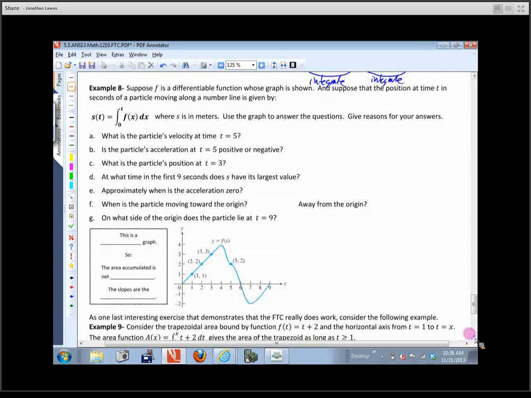Okay, so let's take a look at this problem. It says, suppose f is a differentiable function whose graph is shown. Okay, so here's f, little f. Suppose the position at any time t in seconds of a particle moving along a number line can be given by this. So here's our function. Now this says s, so what type of function is this? This is a position function, but the position function is defined as a definite integral of some other function. Well, what function would you have to integrate to get position? You'd have to integrate velocity, right? So this is a velocity graph.